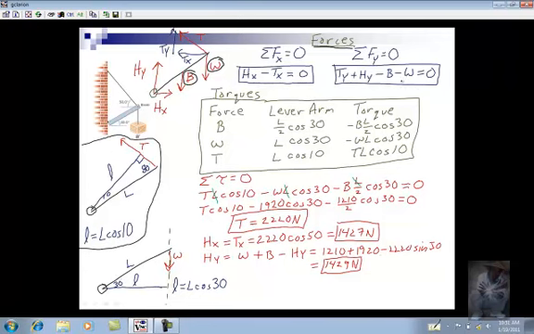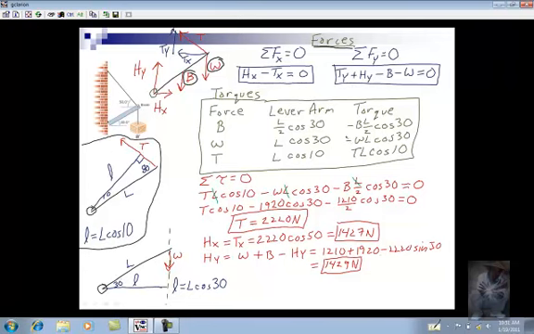All right? I don't think writing out the horizontal and vertical forces is that big an issue. I think the bigger issue is identifying the force diagram and how to draw it, and then identifying the torques.